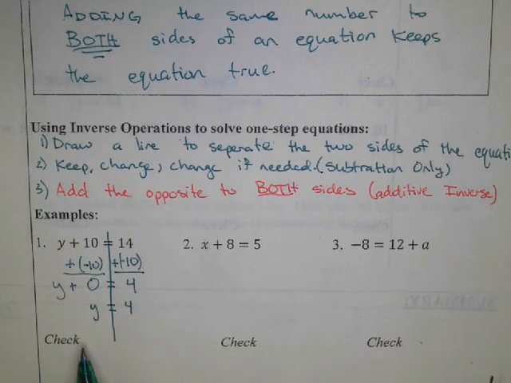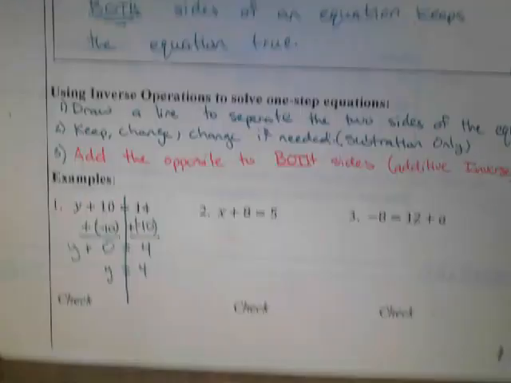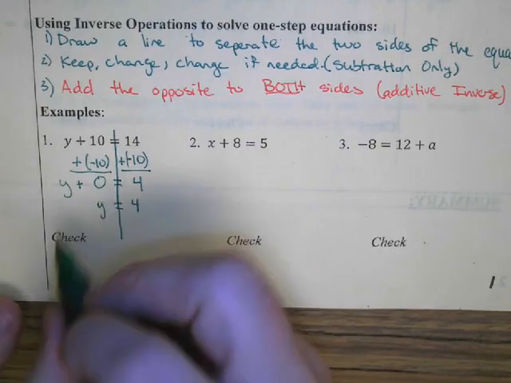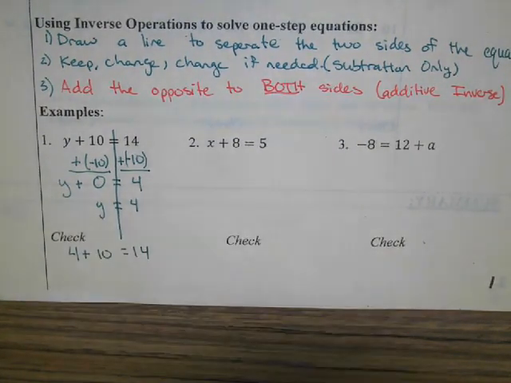So now to check our answer, what we can do is take the y equals 4. This is a good idea because it helps you know if you're right. We'll take that 4 and plug it in for y. So I will say 4 plus 10 equals 14.